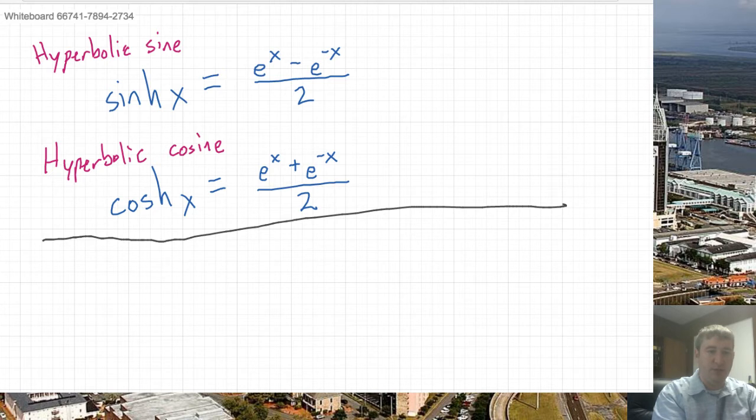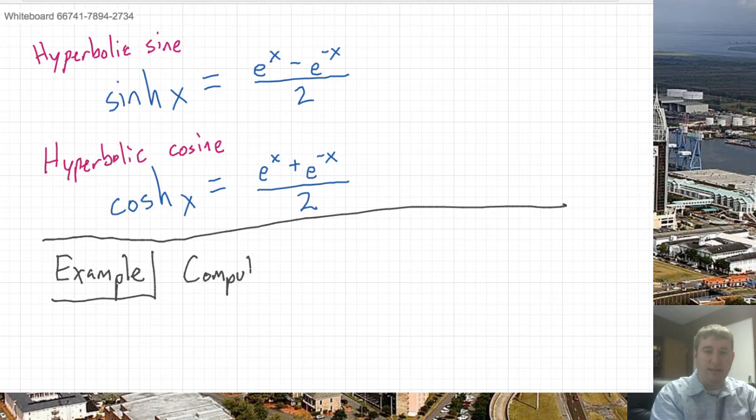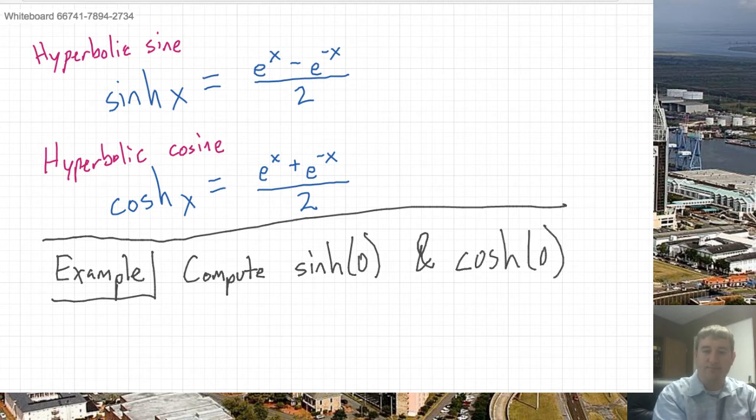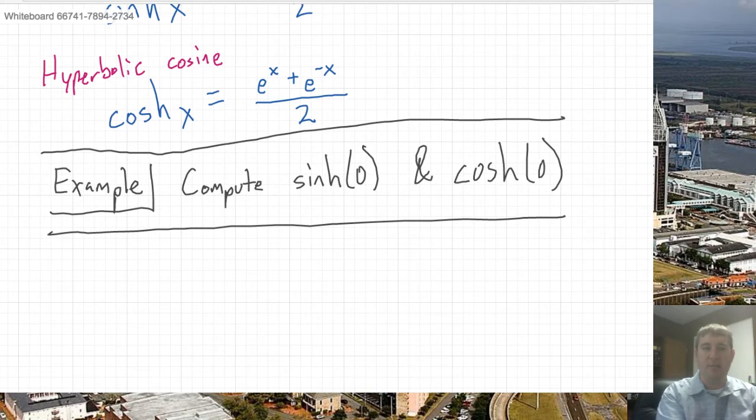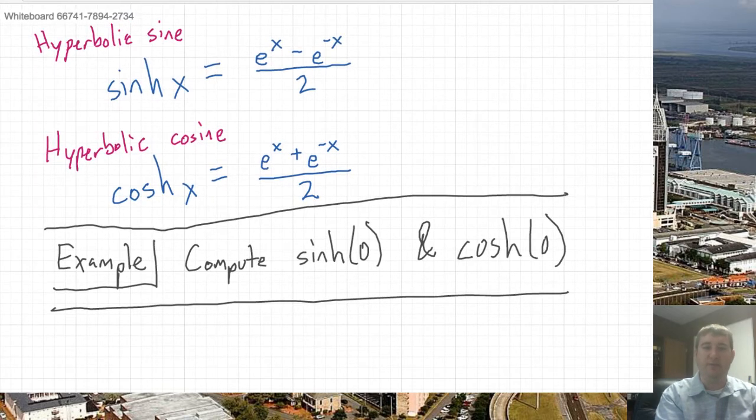Let's just compute what their values are at 0. So the hyperbolic sine of 0 and what is the hyperbolic cosine at 0. So when you're dealing with hyperbolic sine and hyperbolic cosine, often it's just easiest to go back to the definition. We'll definitely have to do that for this problem.